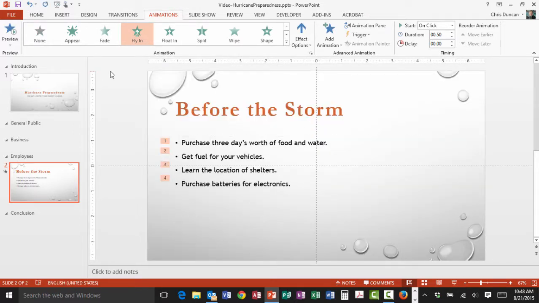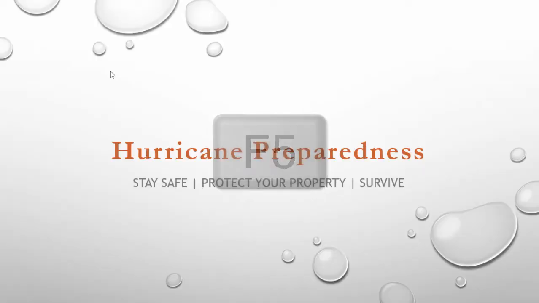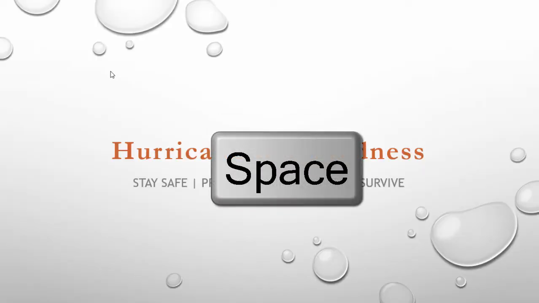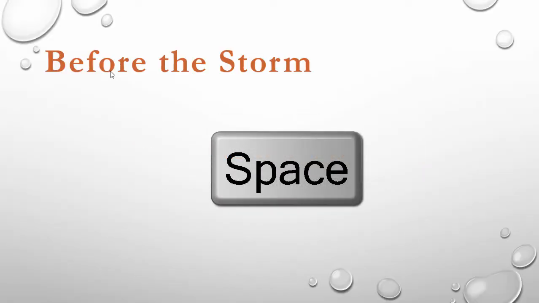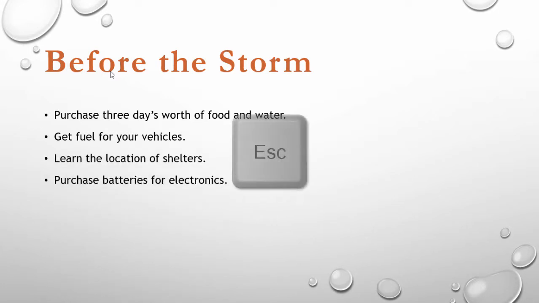To see what the slideshow looks like now, I'm going to use my keyboard shortcut F5 to show the slideshow. And then I'll press the space bar to go forward. As I continue to click the space bar, it's going to load in each bullet. Now that I'm through previewing, I'll go ahead and press the escape key.